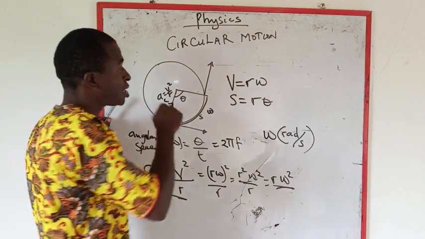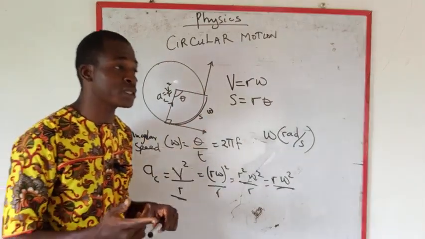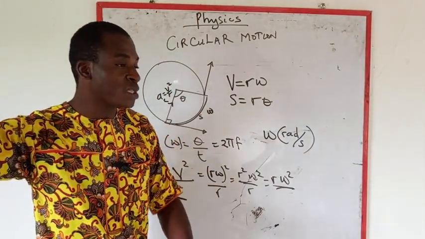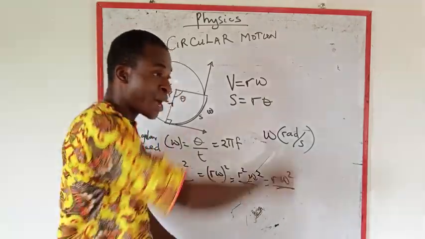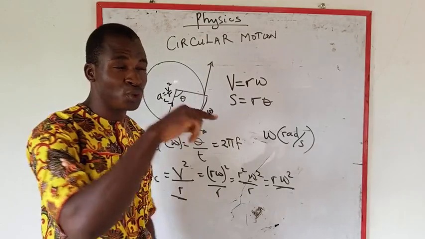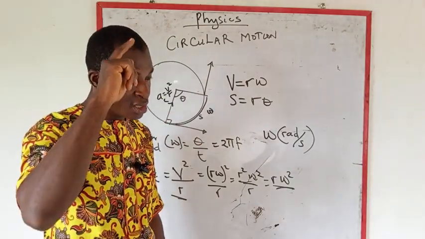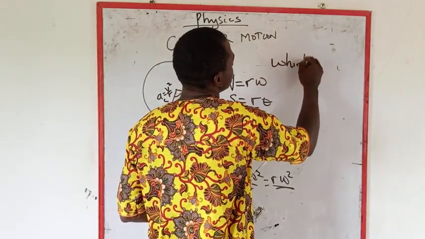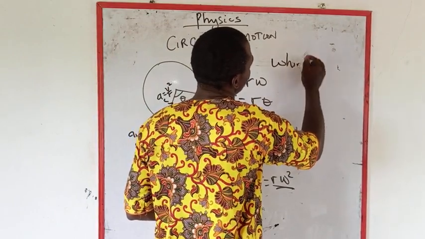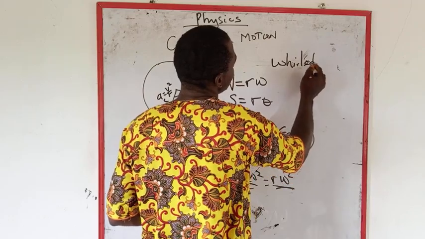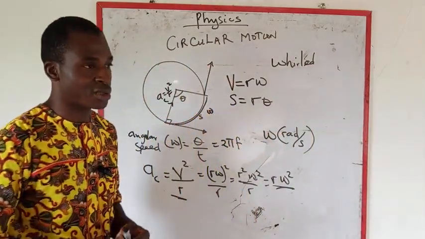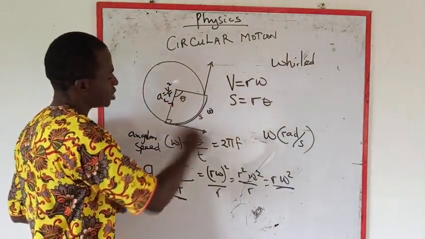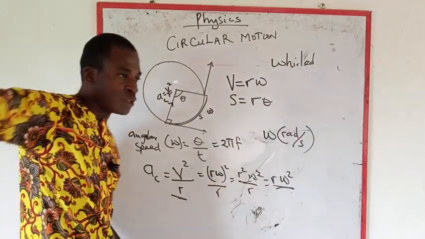Another thing I need to say about circular motion is common with exam questions. They will tell you that maybe an object is tied to a rope and it's whirled. W-H-I-R-L-E-D, whirled. This is what we're talking about. When it's whirled and the object is cut loose, in what direction will it move? It will move tangentially to the direction of the circle.